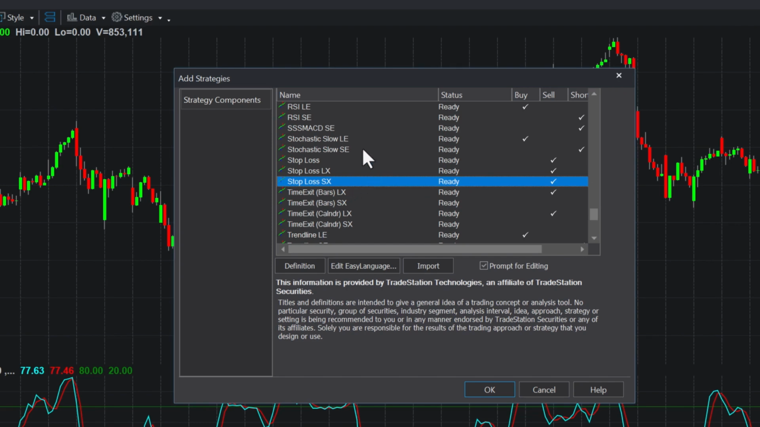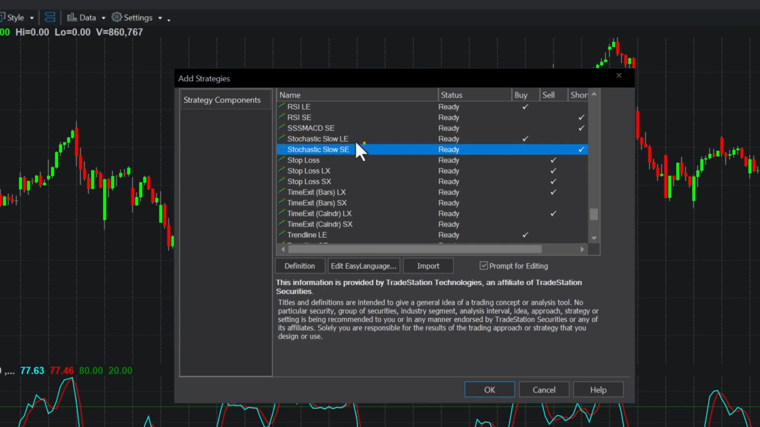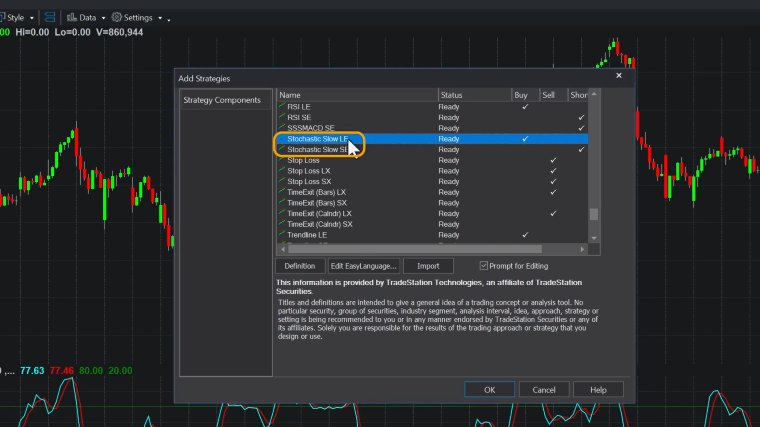For instance, if you are currently long and the short entry strategy is triggered, the strategy would exit your long position and enter a short position immediately. The opposite would happen if you were in a short position and a long entry triggered. So let's add the stochastic slow LE and stochastic slow SE strategies to our chart.